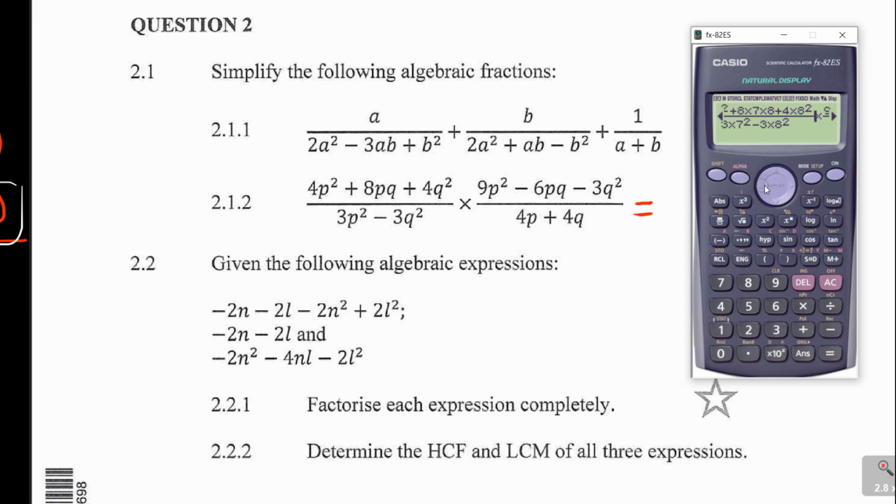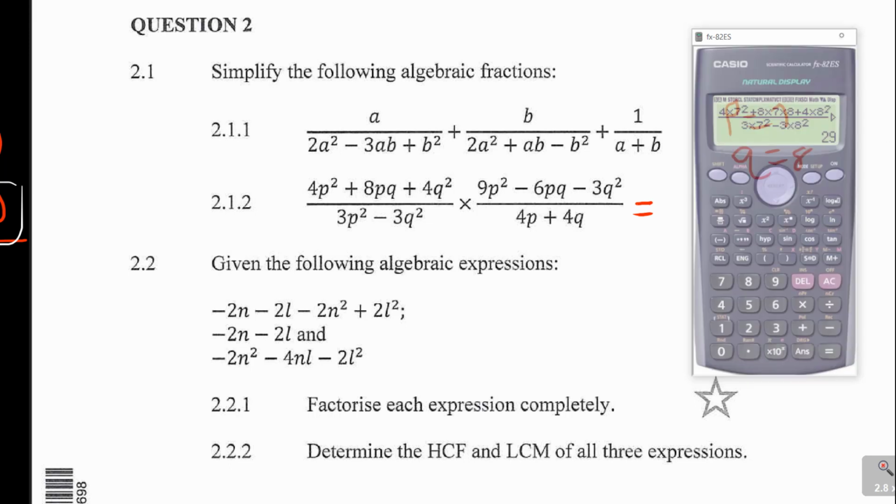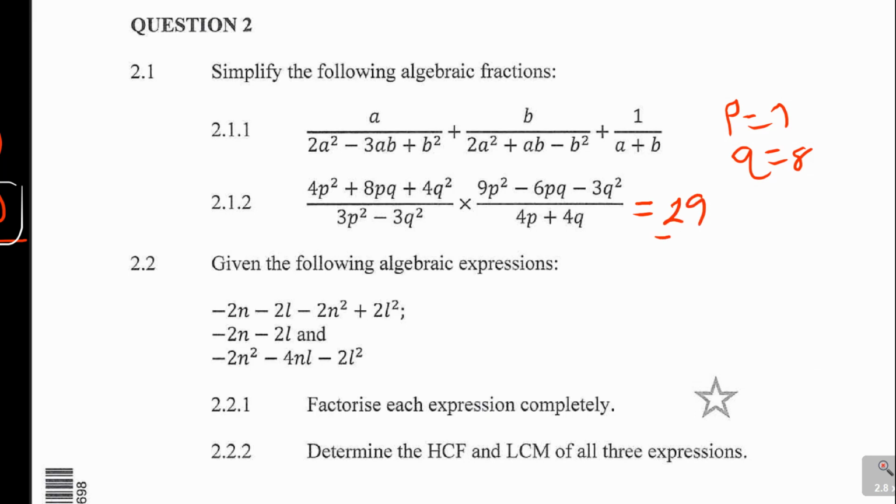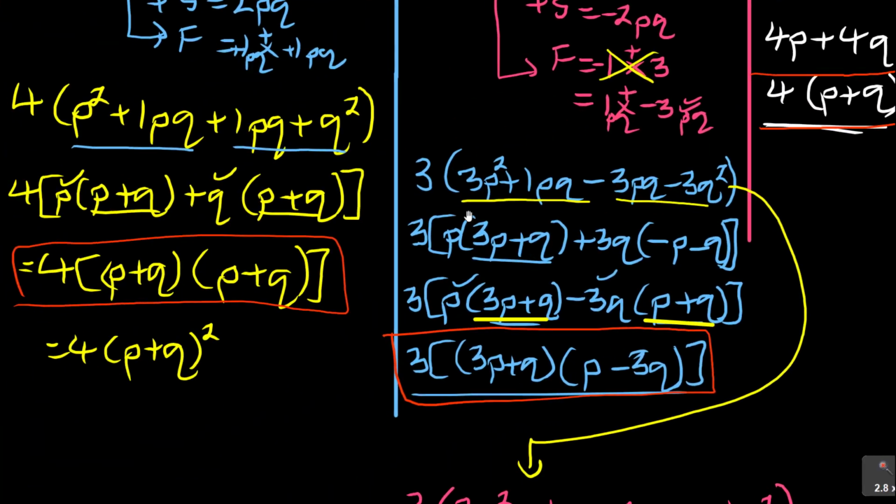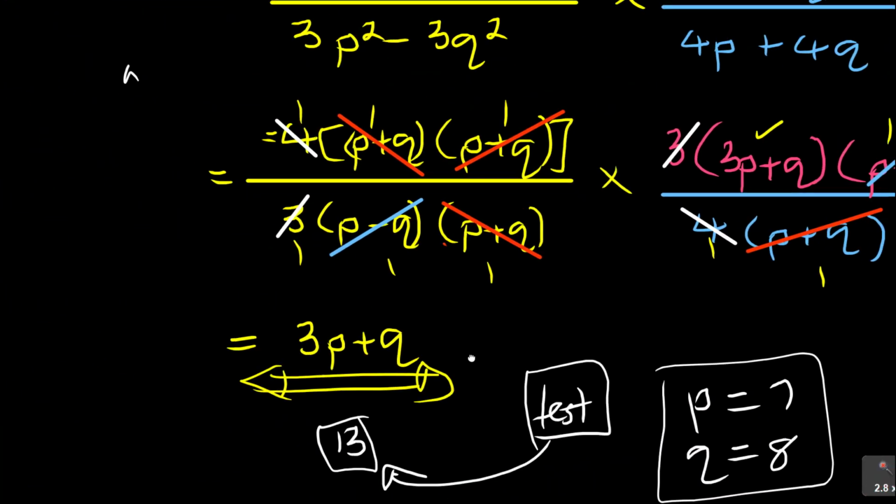Nothing is wrong here. The other one is 4 times 8 squared, which is correct. And then 3 times 8 squared is correct. And then it was 4 times 7 squared plus 8 times 7 times 8 plus 4 times that, 3 times this. To me, this looks correct. It's 29. I don't see any error here. I'm getting a 29. Now let's come back to my final solution. I don't know where it's wrong.